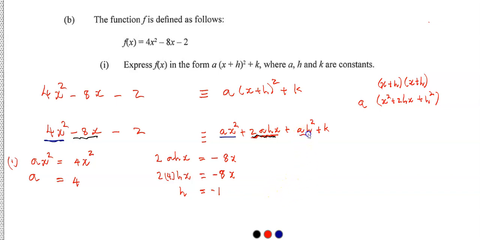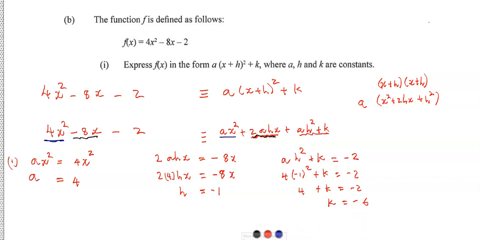And then the last bit, ah squared plus k, must equal minus 2. We know the values of a and h. A is 4, h is minus 1 squared, plus k equals minus 2. So what we get there is 4 plus k equals minus 2. So it means that k equals minus 6.